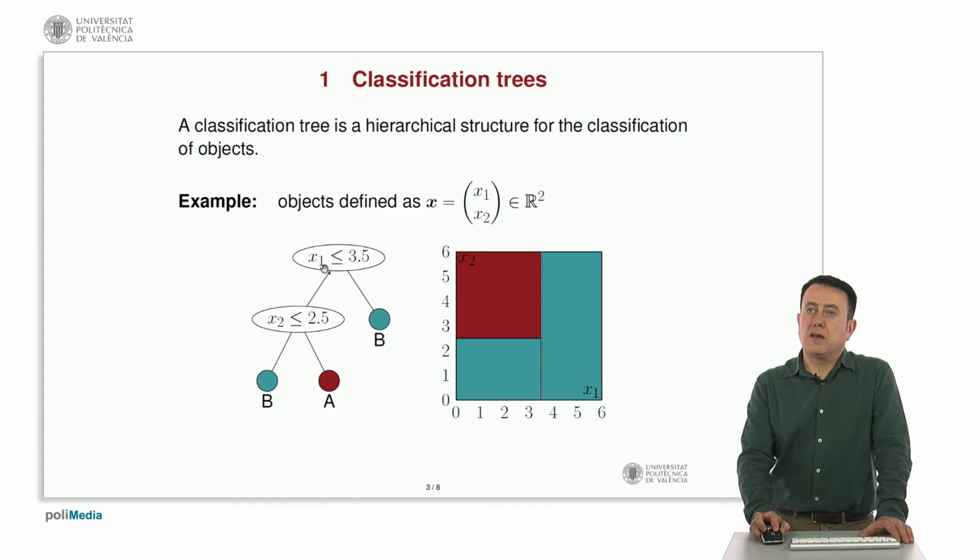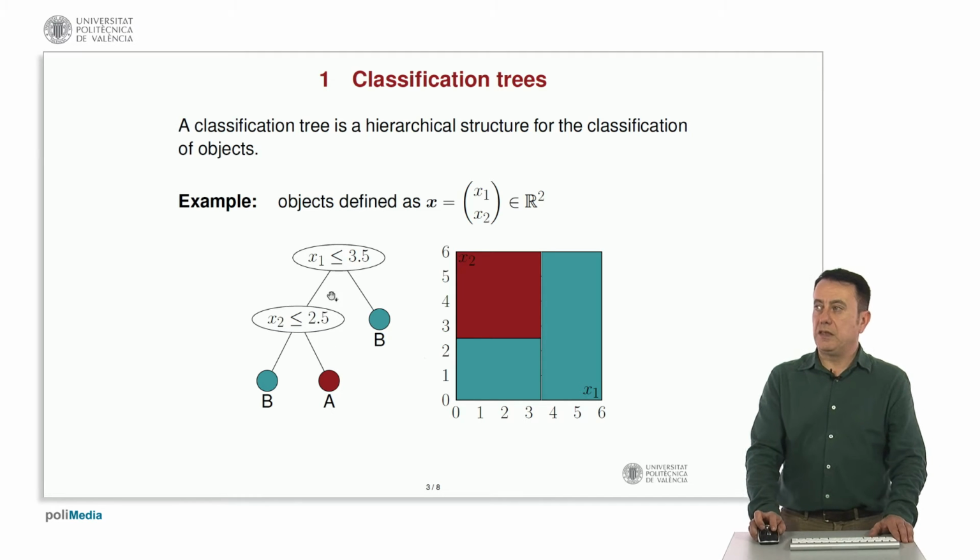We have nodes, these are internal nodes, and we have leaves here. Internal nodes are labeled with a criterion to build a classifier, the tree classifier. Here, the conventional test is to check whether a feature is less than or equal to a certain value, for instance, x1 less than or equal to 3.5. Here we have another test, x2 less than or equal to 5. If the answer is yes, we go over the left branch, and if not, the right branch.